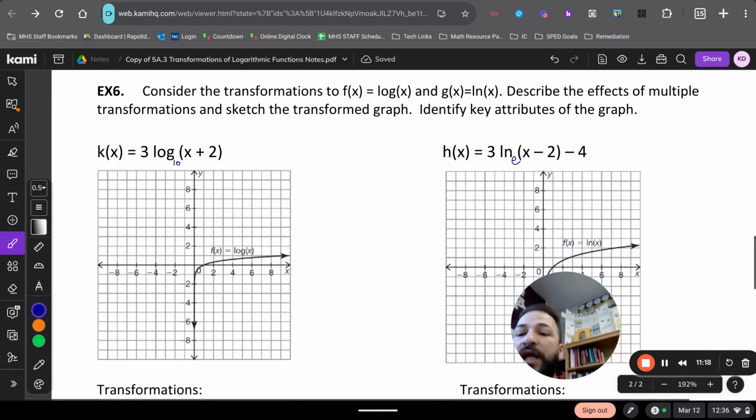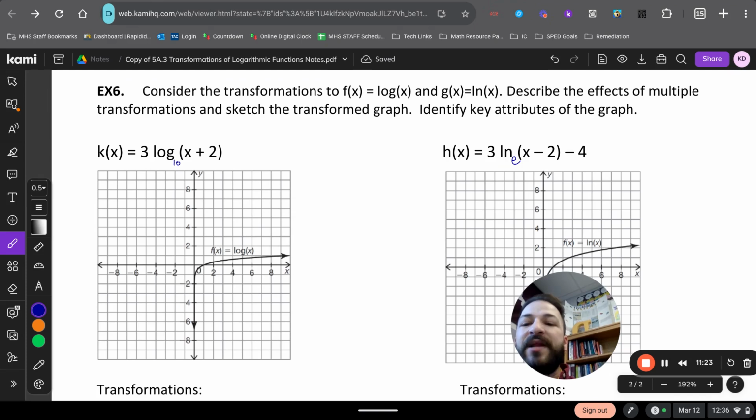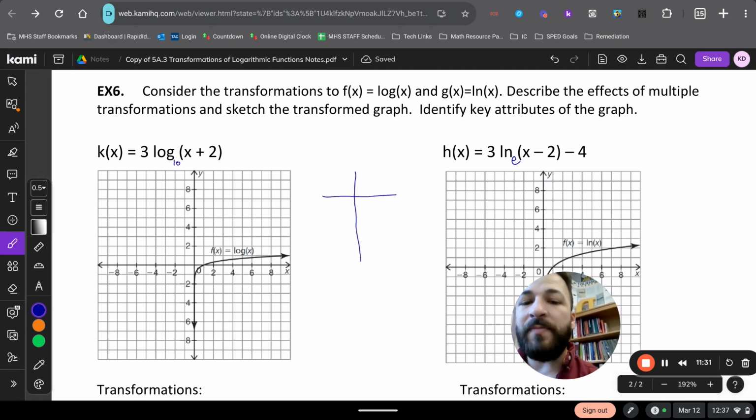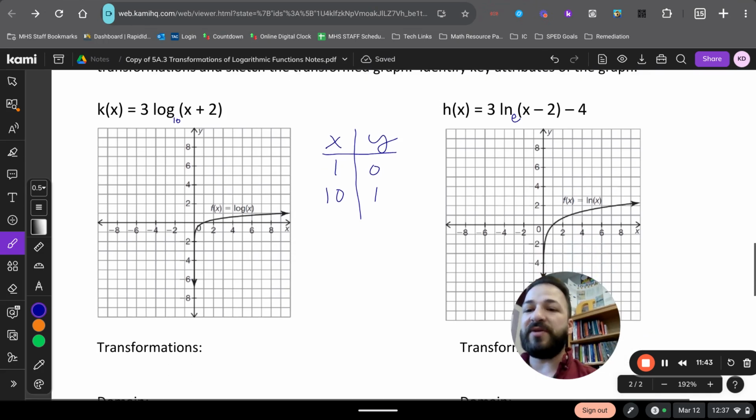And for our log, let's pull those points. If you forgot, remember for exponential, it was 0, 1, and then 1, 10. So for our log base 10, it would be 1, 0, and 10, 1 for our x and y values. And we can see those same points here on the graph as well. So same points, but we've switched x and y from its exponential counterpart.